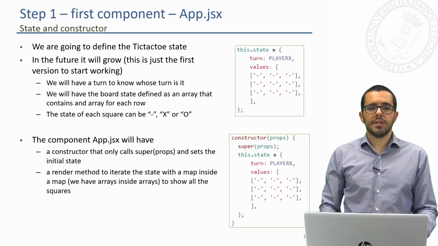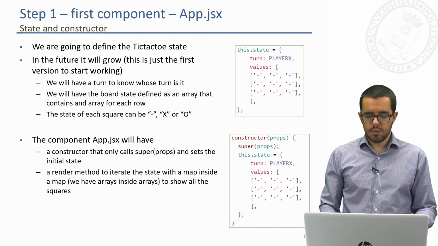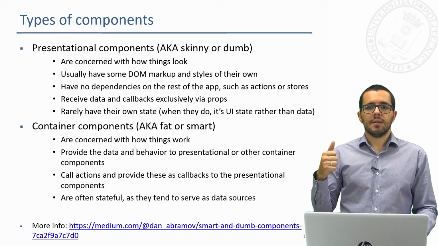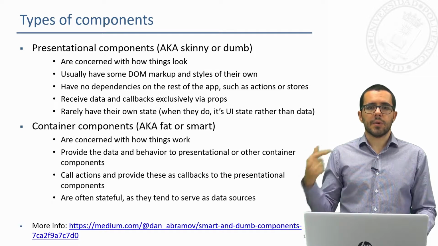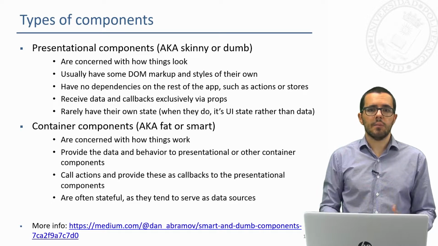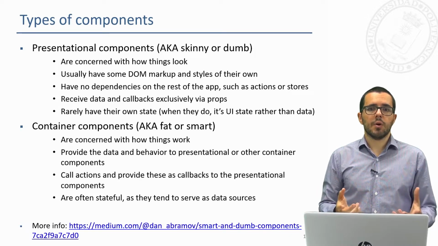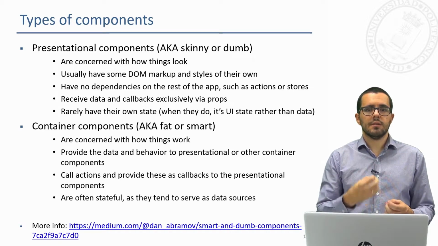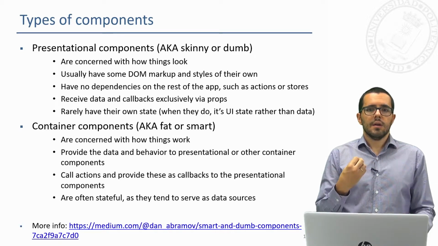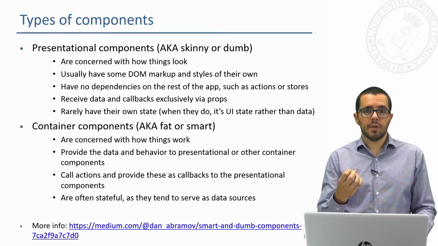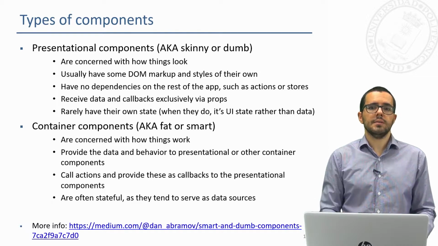Here in React applications, with this tic-tac-toe, we are going to see how components are composed. So we have to differentiate two types of components: the container components and the presentational components. The presentational components, also called skinny or dumb, are those dumb components that only receive some data and represent it and return what has to be rendered on the screen. I mean, they receive the props and return React elements.